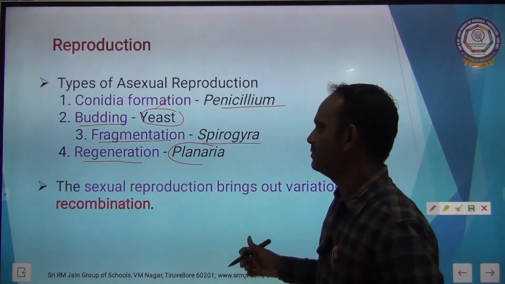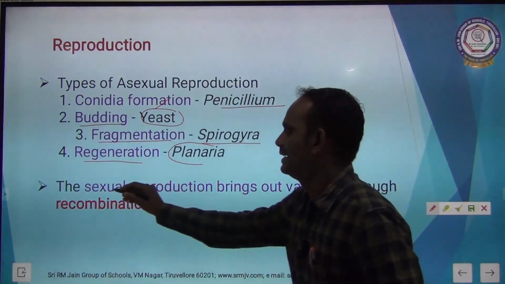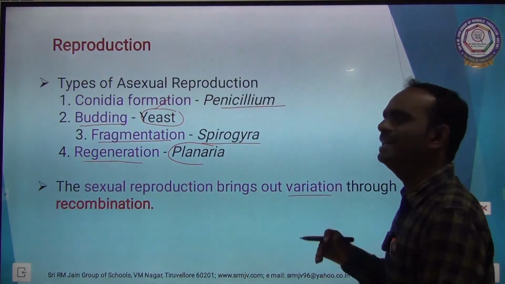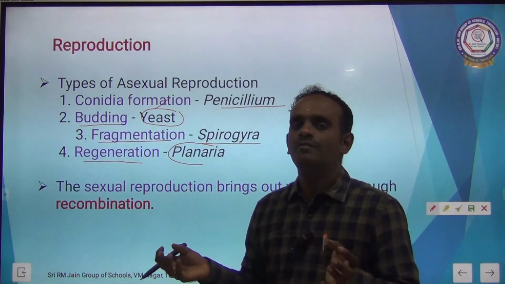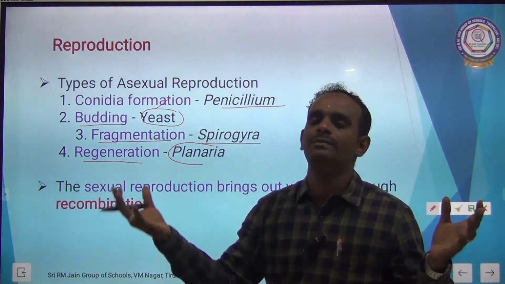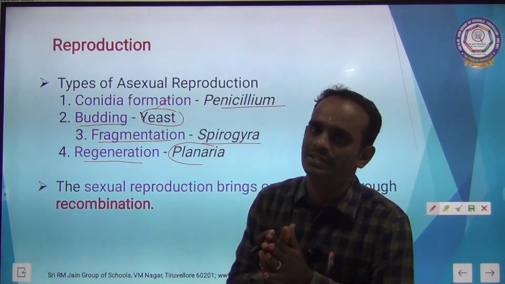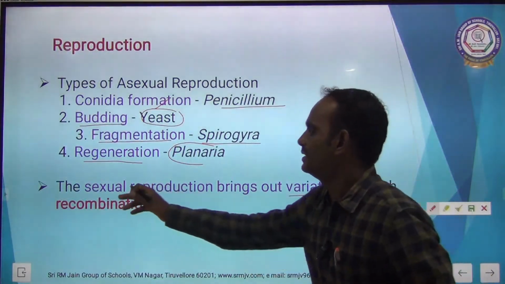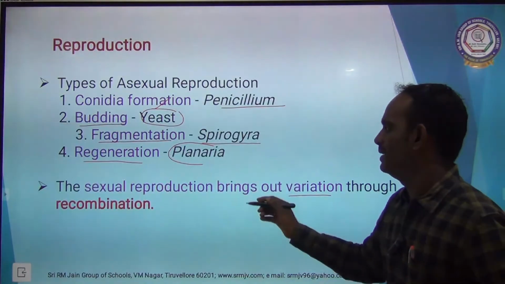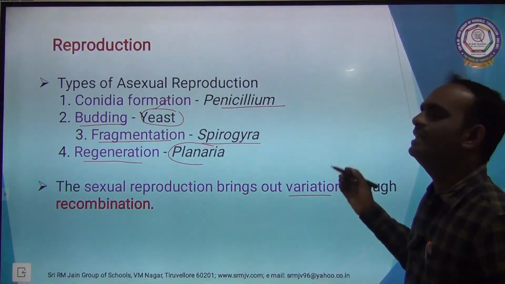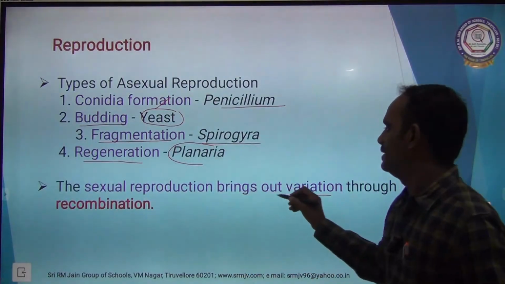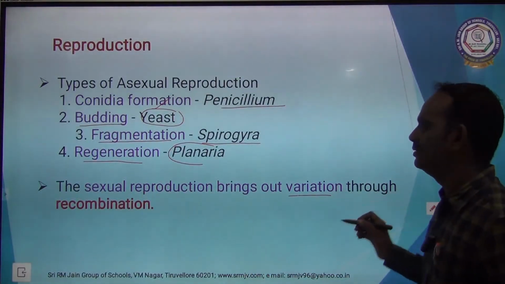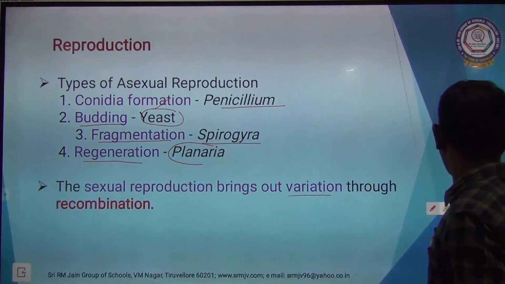Clear? Next one, the sexual reproduction. The sexual reproduction brings about variation through recombination. What is sexual reproduction? Fusion of male gamete and female gamete. That is called sexual reproduction. So what happens once the sexual reproduction takes place? It brings about variation, changes in the offspring.